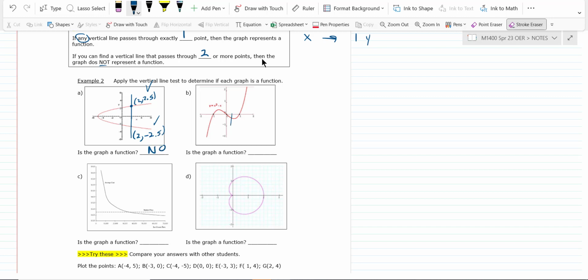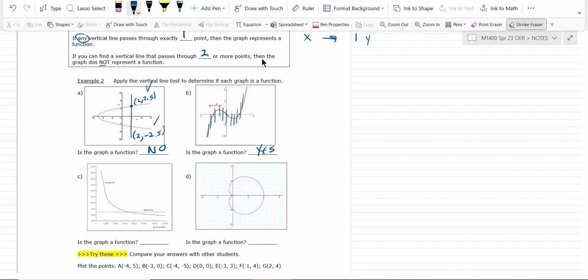Okay, the next one, and the thing on this is it doesn't matter where you draw your vertical line. Notice that you're only touching one point every time you do that. So that means that every x has exactly one y. So that is a function.